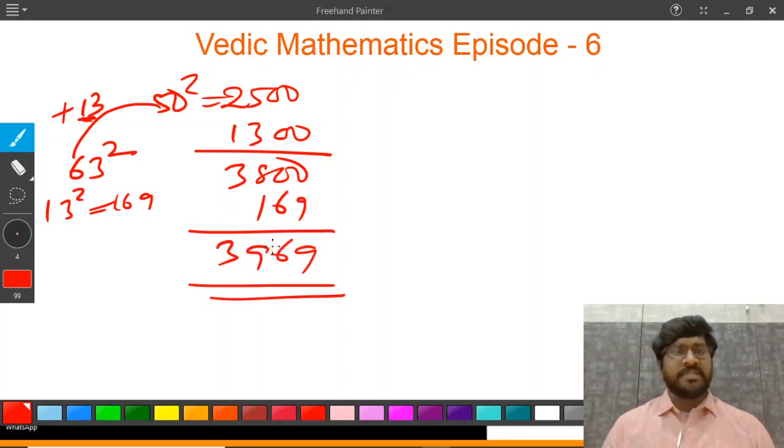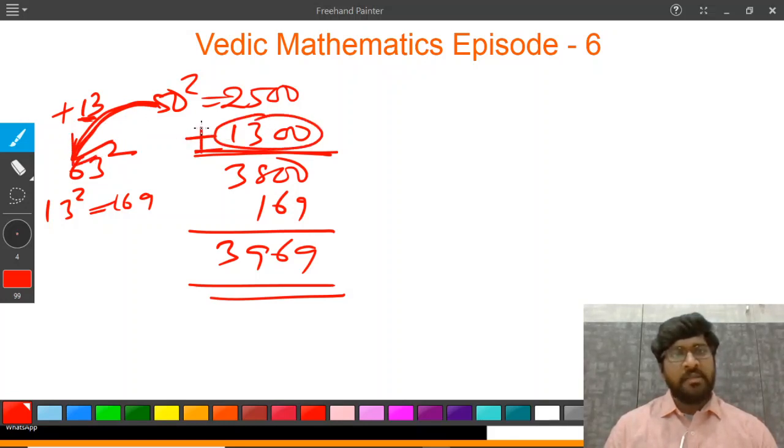If the numbers are less than 50, whatever the difference between 50 and that number, those many hundreds you should subtract and that number square you should add. Whereas for numbers more than 50, whatever the difference between 50 and that number, those many hundreds you should add and also that number square you should add.